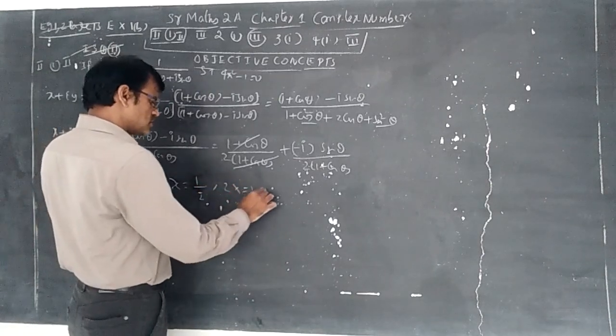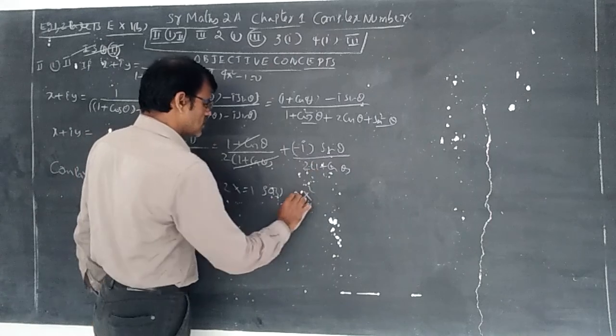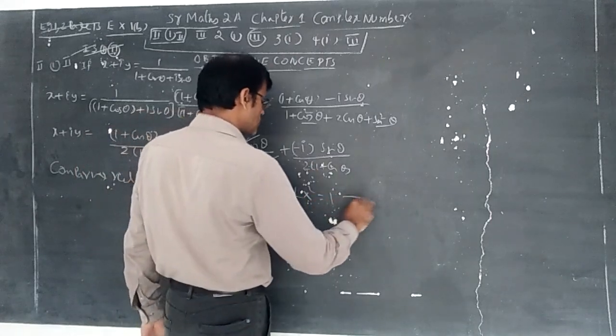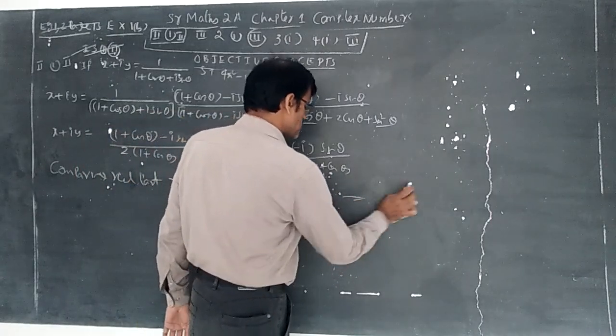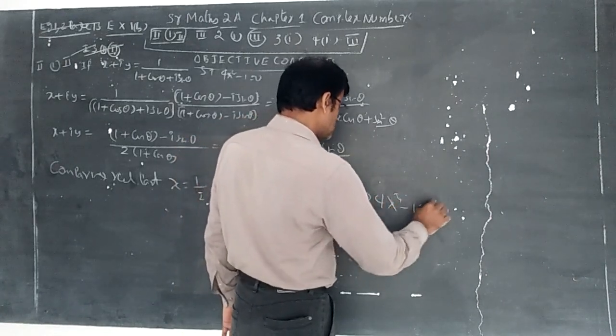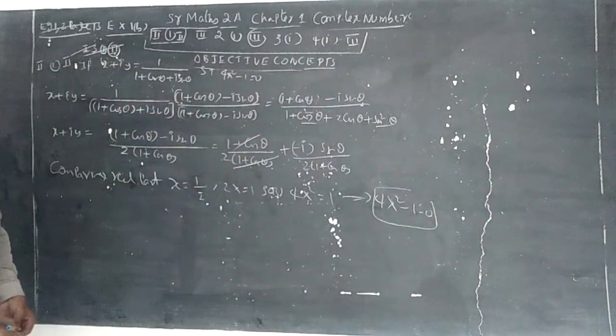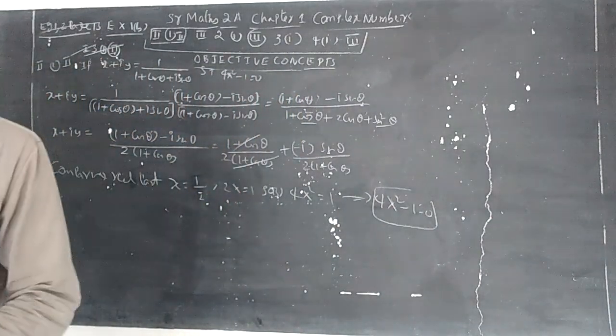So 2x is equal to 1. By squaring both sides, you can get the answer 4x square equal to 1. That implies we needed to prove that 4x square minus 1 equal to 0. 4x square minus 1 is equal to 0, we got.